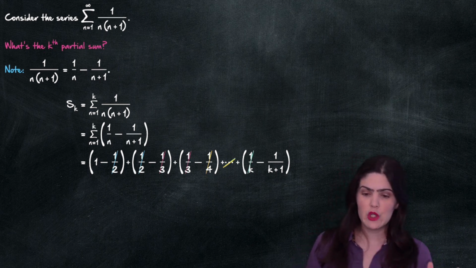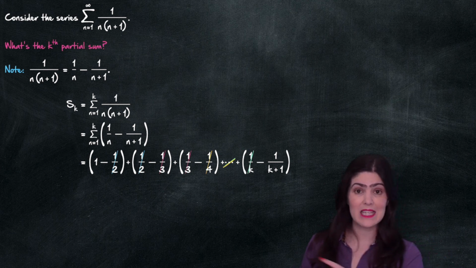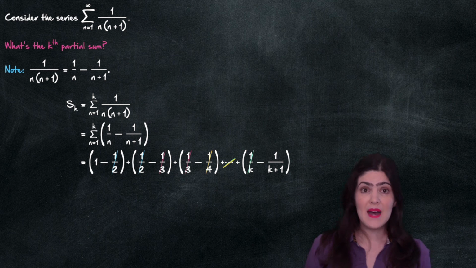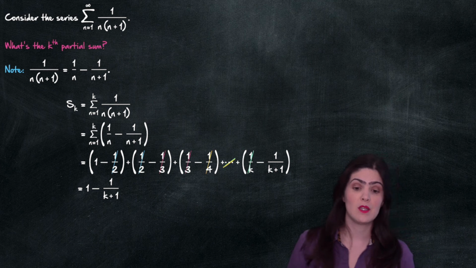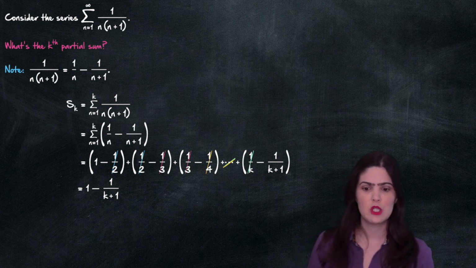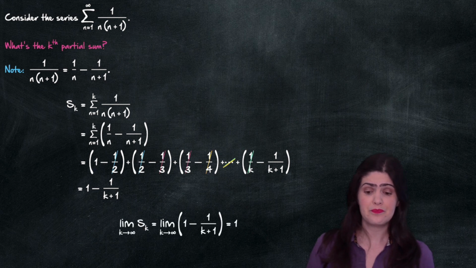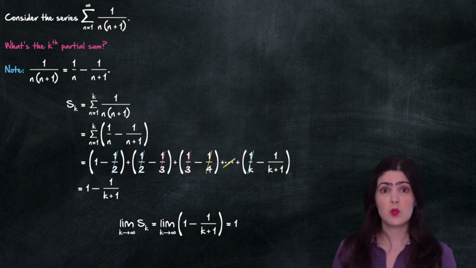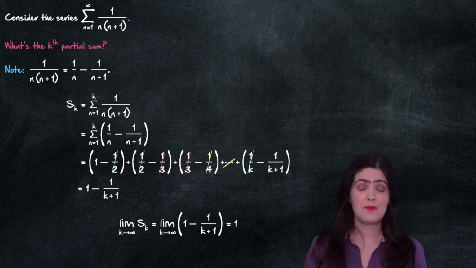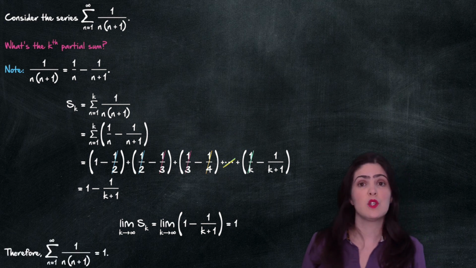Okay, this is pretty good because I'm left only with the first and the last term. So then my kth partial sum is just 1 minus 1 over k plus 1. Oh, that's brilliant because the limit of this thing is very easy to compute, right? What is the limit as k goes to infinity of 1 minus 1 over k plus 1? It's just 1. So this tells me that the sum of my series is equal to 1.